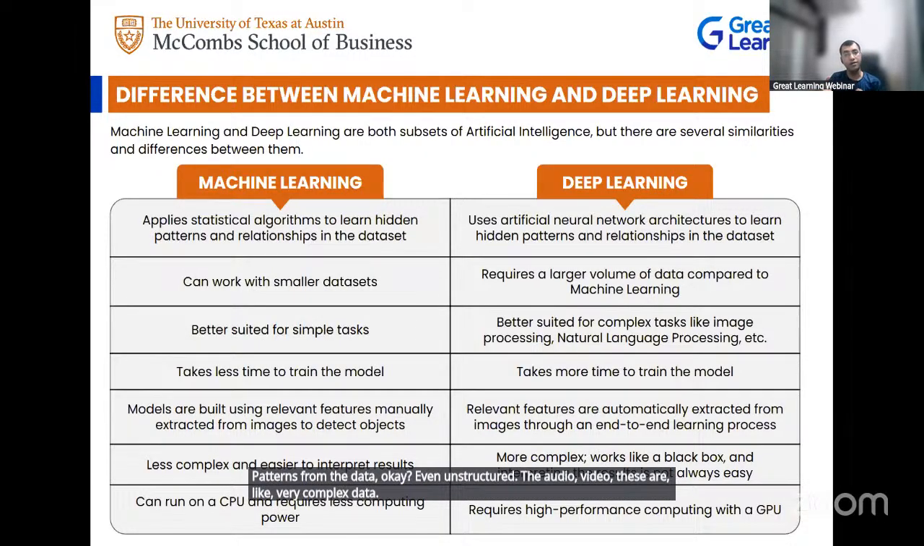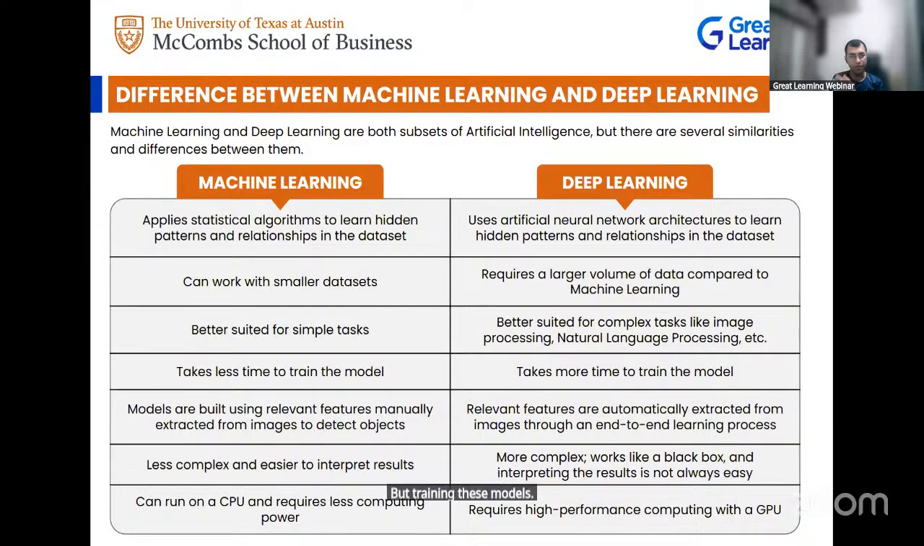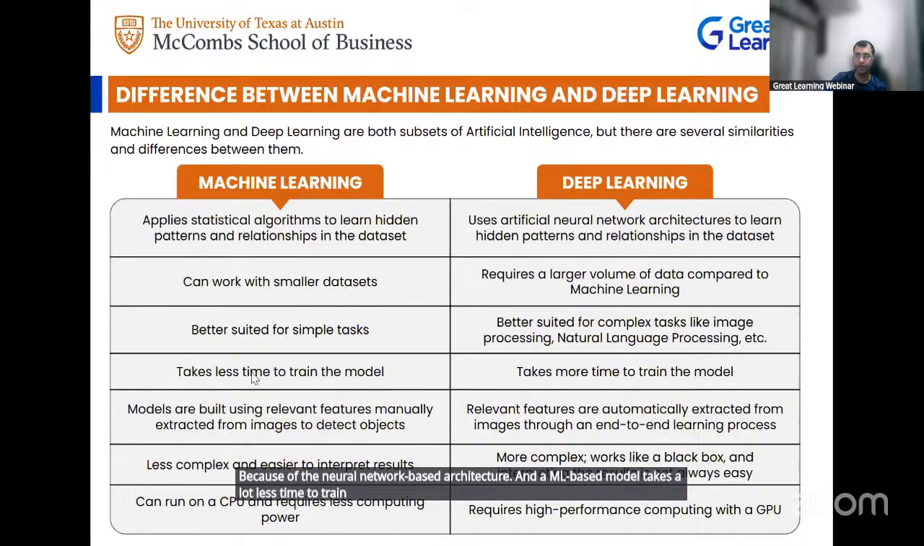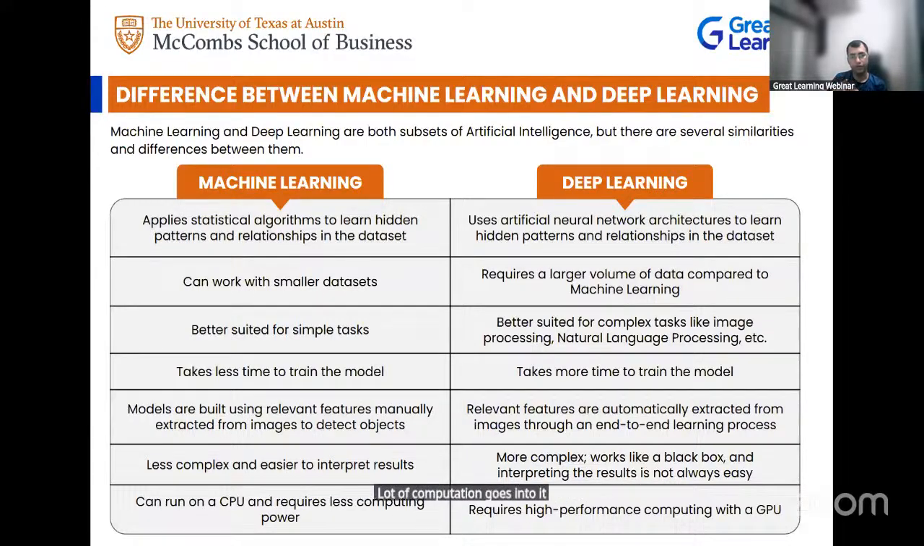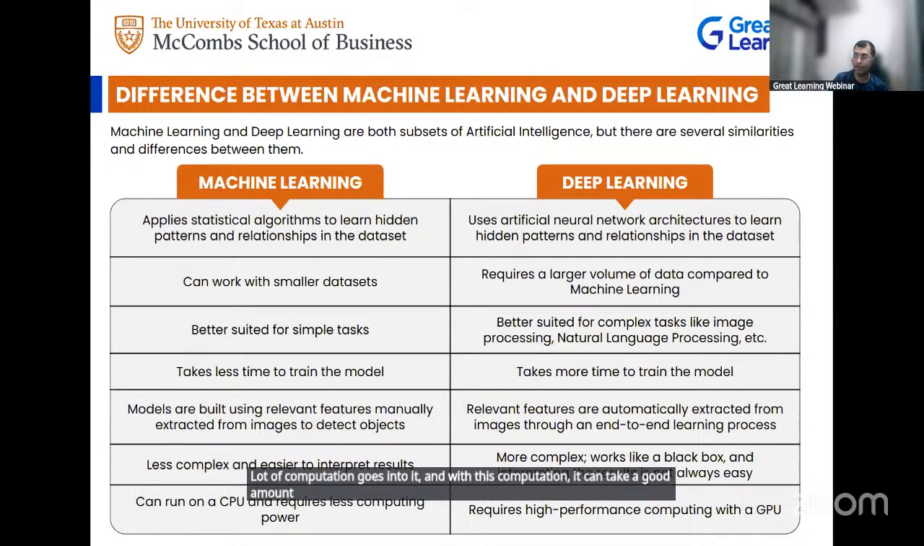We as humans can understand this data very well, because we are trained, or built, in such a way that we can work with this data in a good way. But training such models with deep learning has become a possibility because of the neural network based architecture. ML-based models take a lot less time to train, like within days you can train multiple models. But when you're going with a deep learning model, it may require a lot of compute and also a lot of time, because as we are building a larger model, a lot of computation goes into it, and with this computation, it can take a good amount of time.